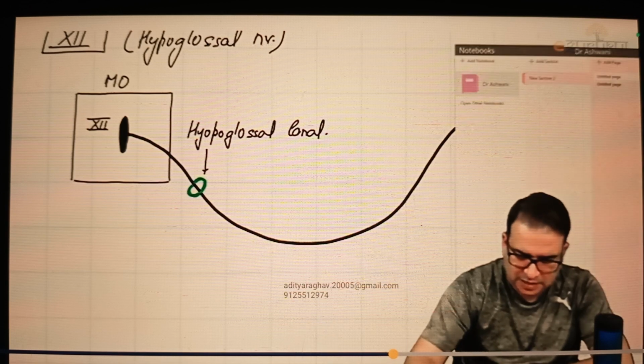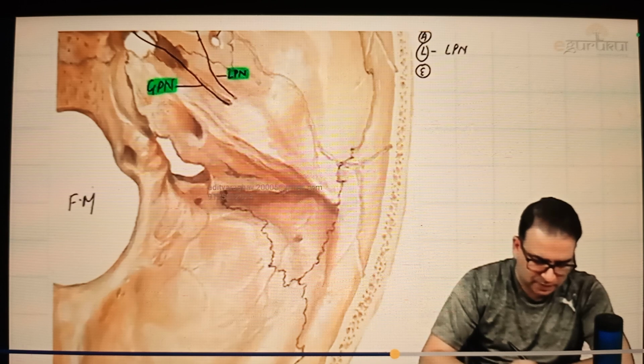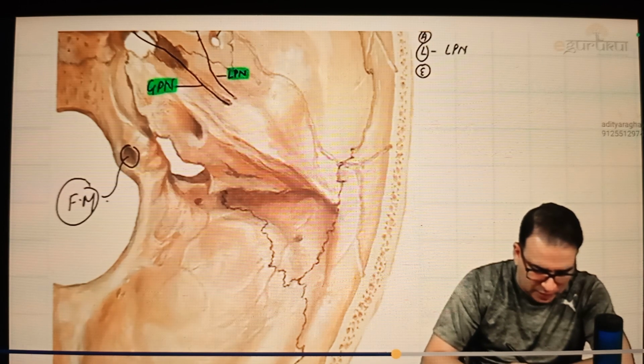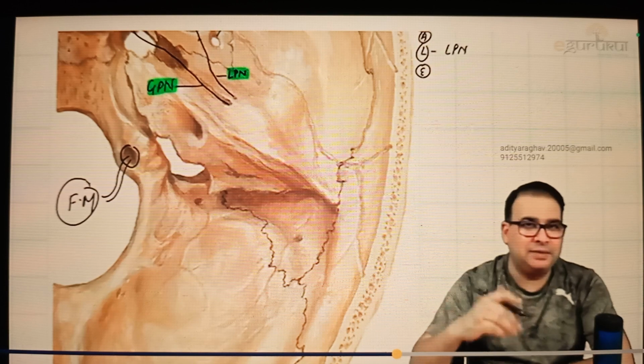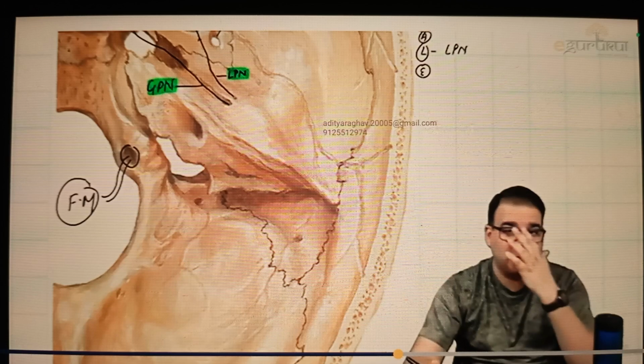Now, let me see if I still have that picture here. Look at this. That is the foramen magnum, and if you look at the anterior part of the foramen magnum, that is the hypoglossal canal. So from the medulla oblongata, the nerve will begin, and that nerve will enter into this hypoglossal canal, and that's how it will come outside. So it will leave the cranial cavity through this hypoglossal canal, which is present close to the anterior margin of the foramen magnum.